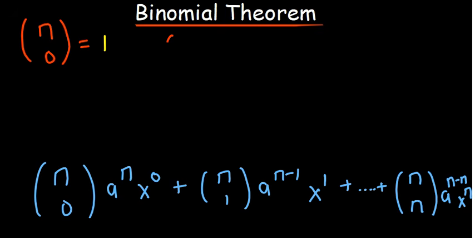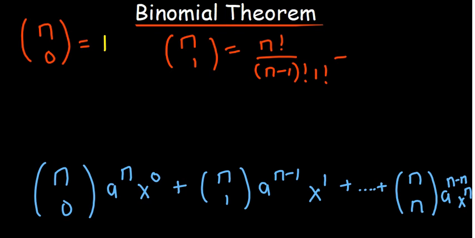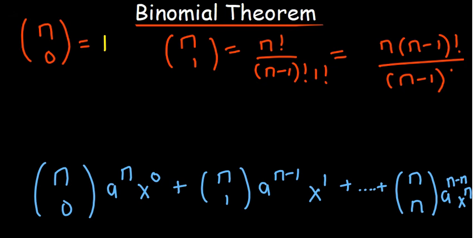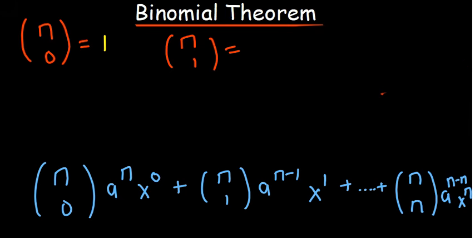Now the other part I want to talk about is n choose 1. This is the same as n factorial, n minus 1 factorial, and then 1 factorial. Of course 1 factorial is just equal to 1, so you have n. Now you can simplify that. It will be now n minus 1 factorial, so that it can cancel out with the n minus 1 factorial on the bottom. So any value of n choose 1 will always be equal to n.